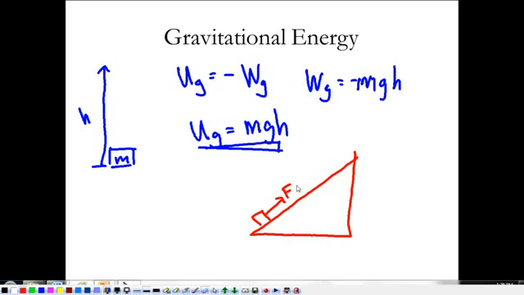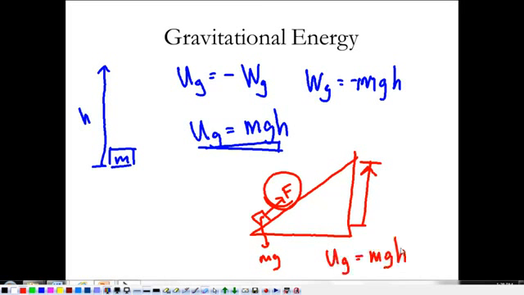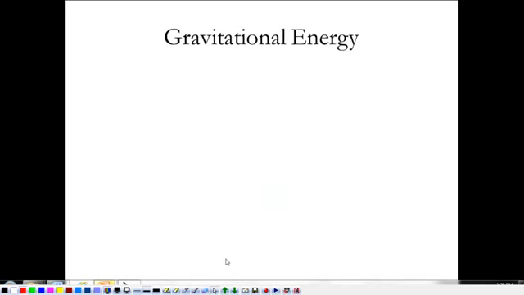if I apply a force F this way, and the box goes up a height of h, it does not matter what I do here. Okay? mg is pulling down, it's being displaced a distance of h that way. The gravitational potential energy is still going to be mgh. My work may be something different, but the gravitational potential energy that happens there is m times g times h.